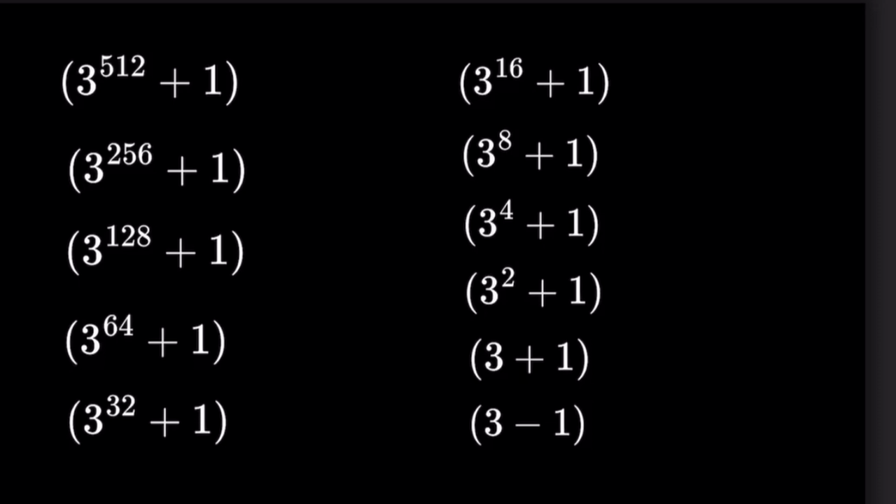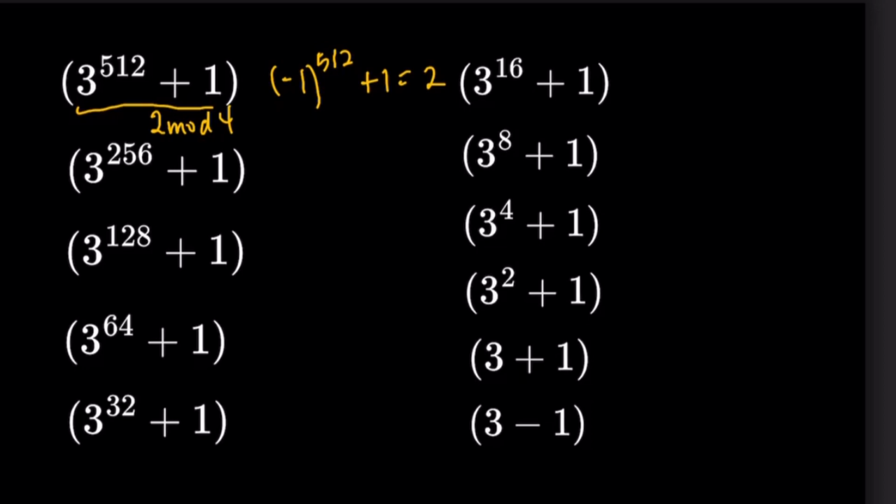Let's see if these 11 factors are divisible by 4. So we're going to do something mod 4. And in mod 4, we can write the 3s as negative 1s. So the first one becomes negative 1 raised to 512 plus 1. Negative 1 raised to 512 is negative 1 raised to an even power, which is just 1. So the 1 plus 1 gives me 2. This means that the first factor, 3 raised to 512 plus 1, is 2 mod 4. Being 2 mod 4 tells us that it's divisible by 2, but not by 4.